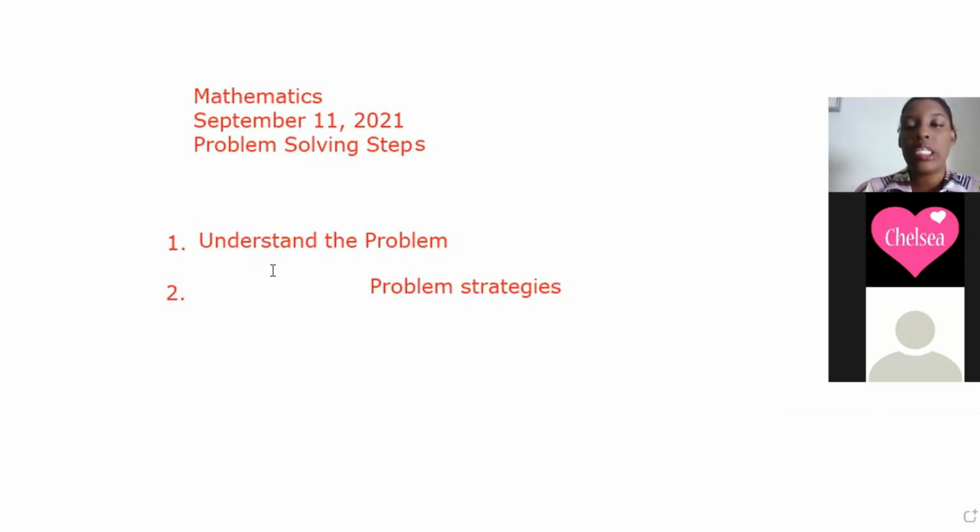What are some of the things you think will happen if you don't understand the problem? You won't know what sign to use. Which sign to use, which operation to use. You won't know what to do altogether.